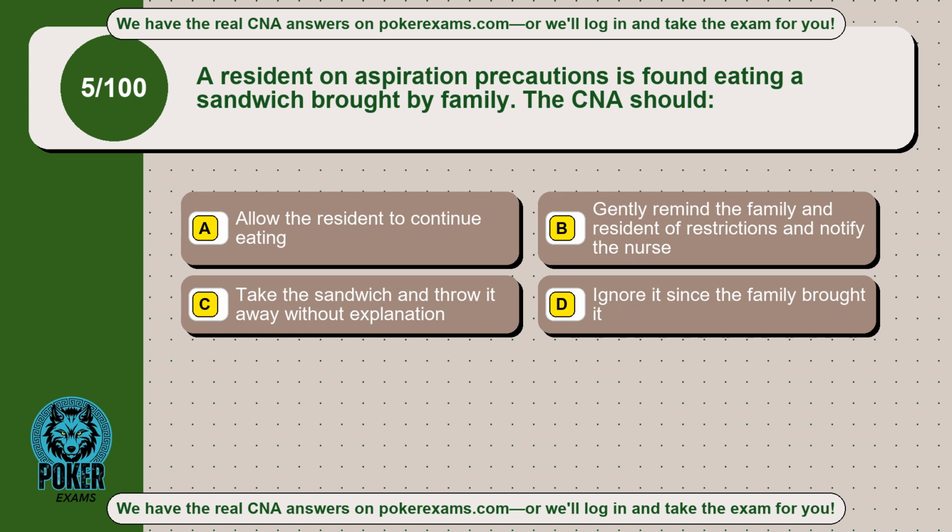Question 5. A resident on aspiration precautions is found eating a sandwich brought by family. The CNA should: Option A, allow the resident to continue eating. Option B, gently remind the family and resident of restrictions and notify the nurse. Option C, take the sandwich and throw it away without explanation. Option D, ignore it since the family brought it.